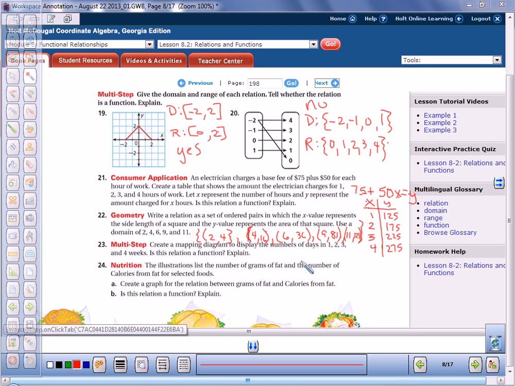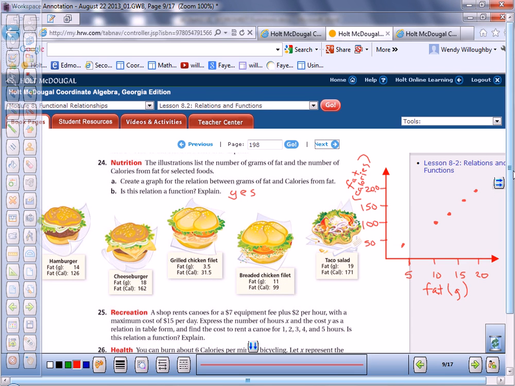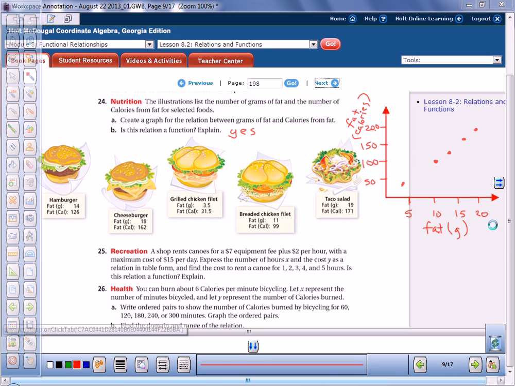Okay. Graphs a little better. We'll do some more practice later on. Okay, and then the one that made you hungry. Hamburger, cheeseburger, Chick-fil-A, breaded chicken sandwich, and a taco salad.